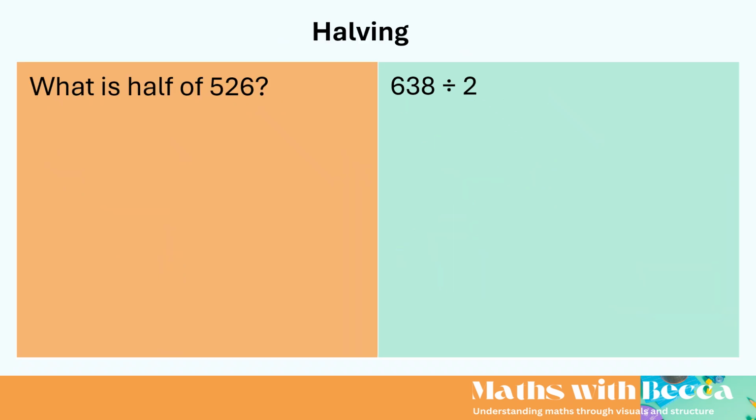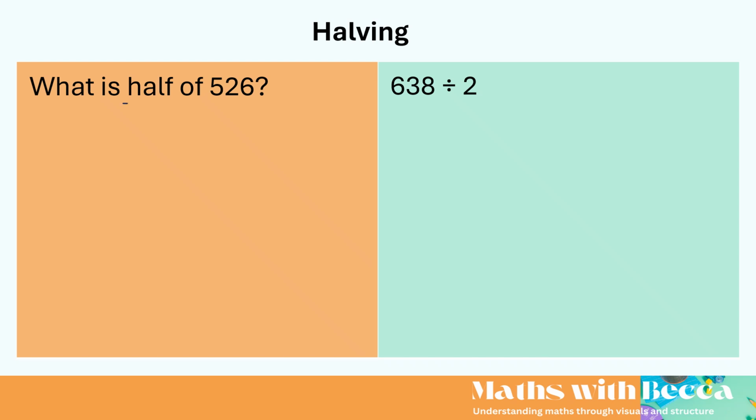Now we're going to have a look at halving. Halving is the same thing as dividing by 2, because you're splitting something into 2 equal parts. So I'm going to show you 2 ways to do this. The first way is the bus stop method that we've just tried, and then I'm going to show you another way, which is called partitioning. So the first one, what is half of 526?